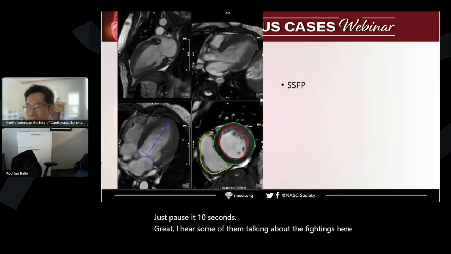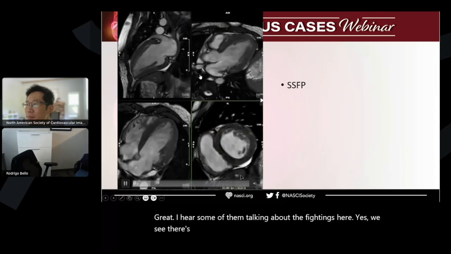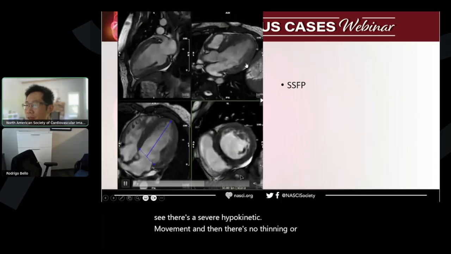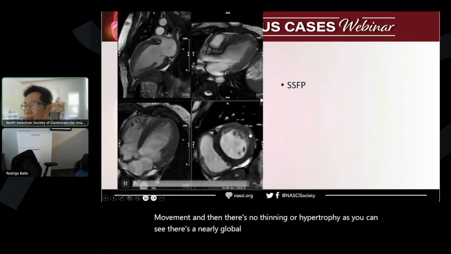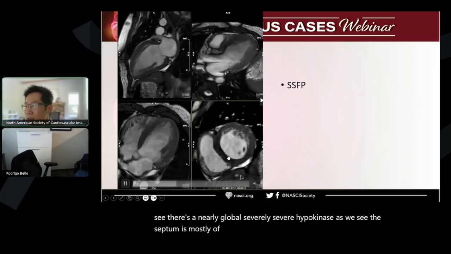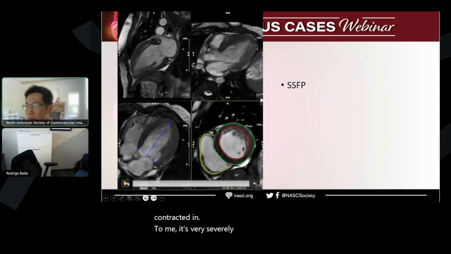Some of you are talking about the findings here. Yes, we see severe hypokinetic movement, and there's no thinning or hypertrophy. As you can see, there's nearly global severe hypokinesis, and the septum is mostly involved. It's not really contracting. To me, it's very severely hypokinetic over the septal walls.